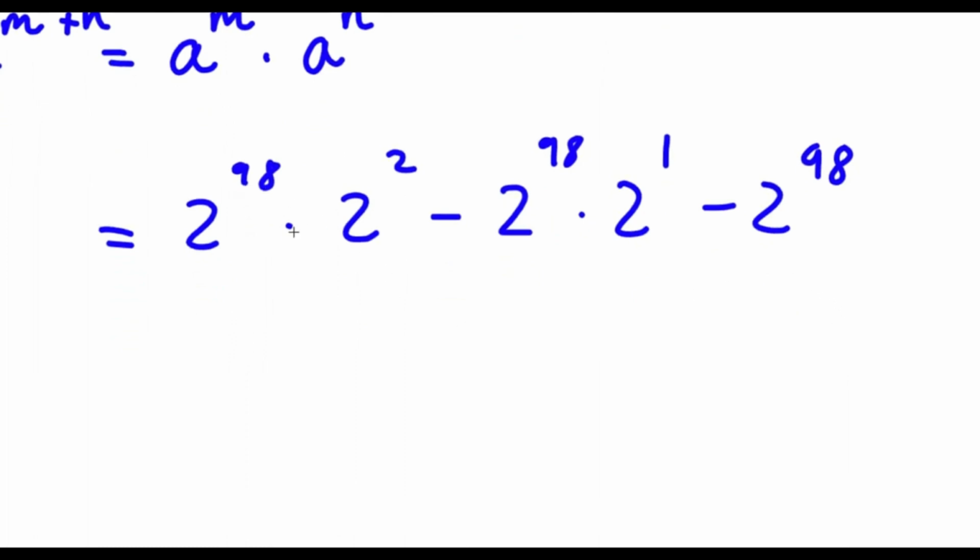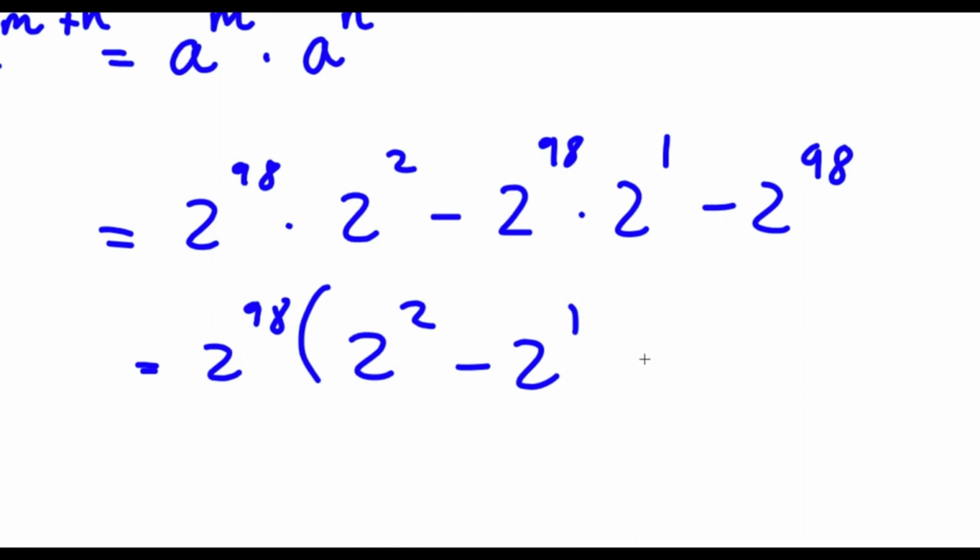So now from here, you can see that all 3 of these terms have 2 to the power of 98 in them. So now if I factor out 2 to the power of 98, I get 2 to the power of 98 times, 2 to the power of 98 times 2 to the power of 2 divided by 2 to the power of 98, simply 2 to the power of 2. And now negative 2 to the power of 98 times 2 to the power of 1 divided by 2 to the power of 98 is negative 2 to the power of 1. And finally, negative 2 to the power of 98 divided by 2 to the power of 98 is negative 1.